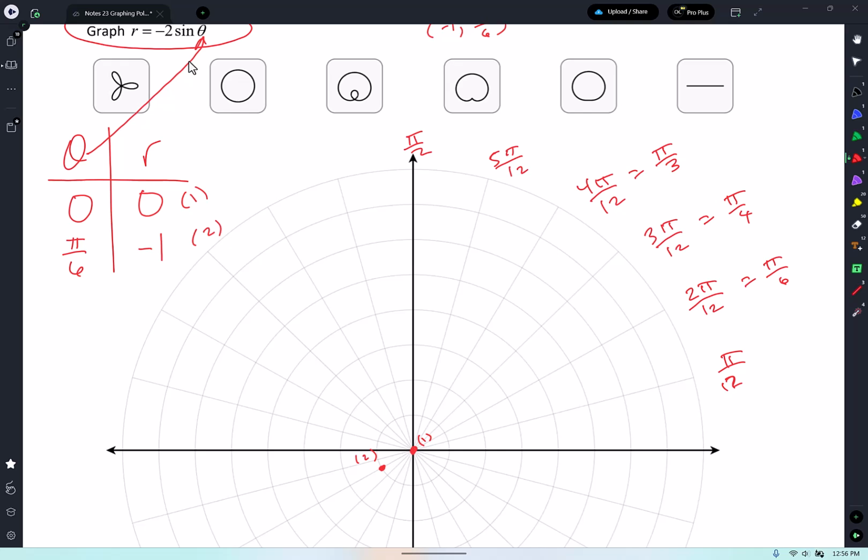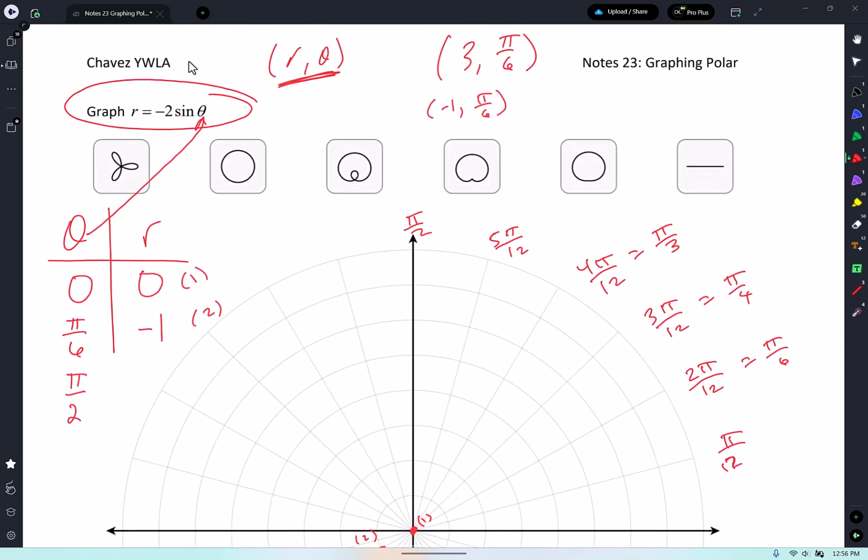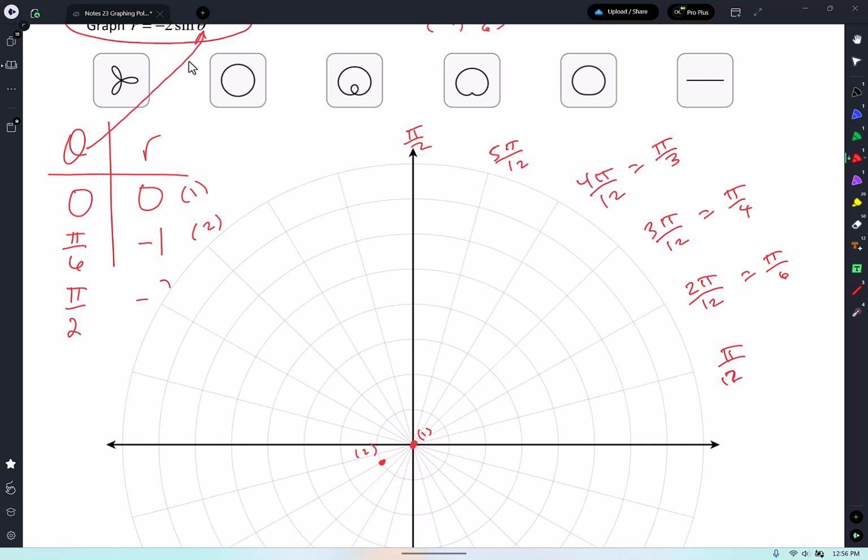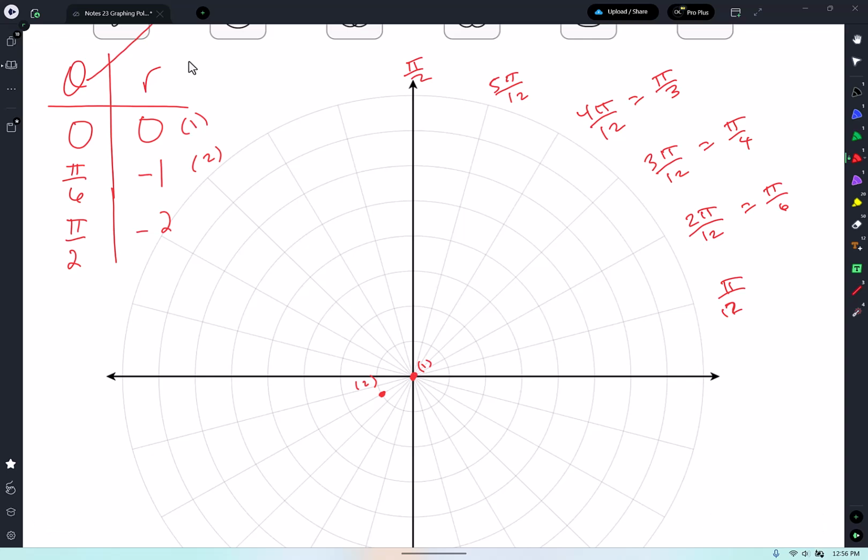What am I going to choose? Pi over 2. Sine of pi over 2 is 1. 1 times negative 2 is negative 2. See? So pi over 2, negative 2. 1, 2, point. Then 5 pi over 6. Job, I don't understand how you're choosing regular thetas. I'm choosing thetas that are pretty, guys, on purpose.